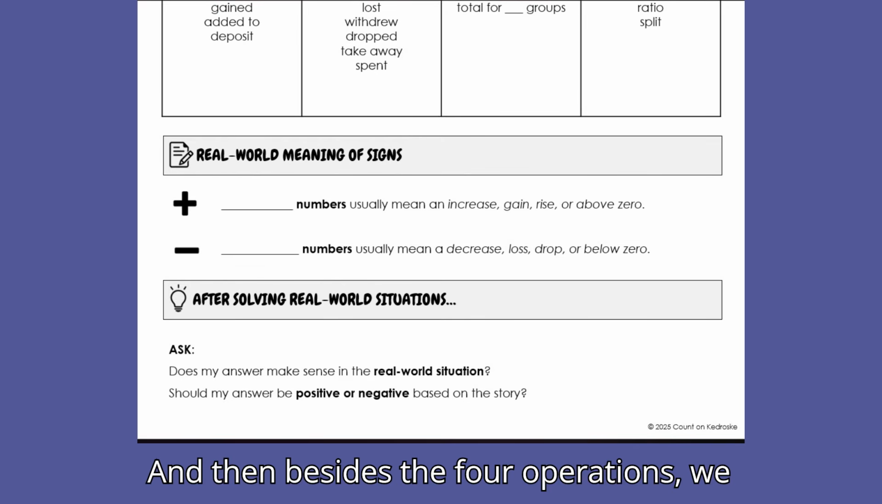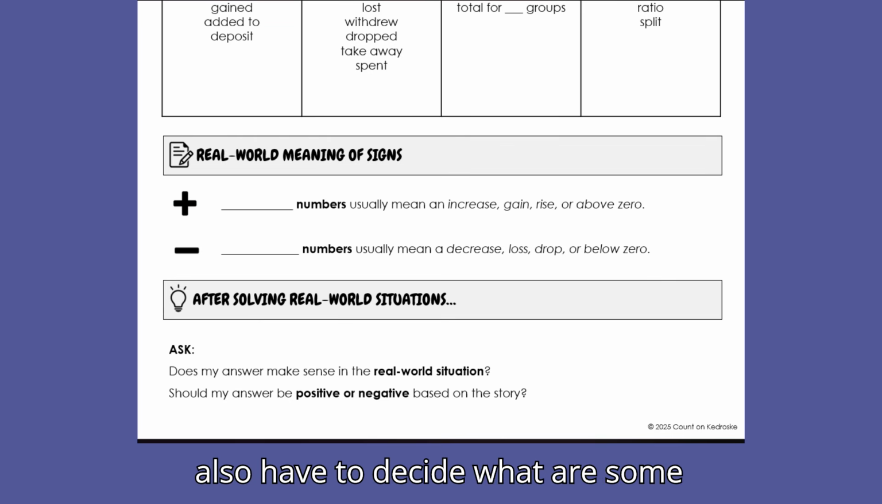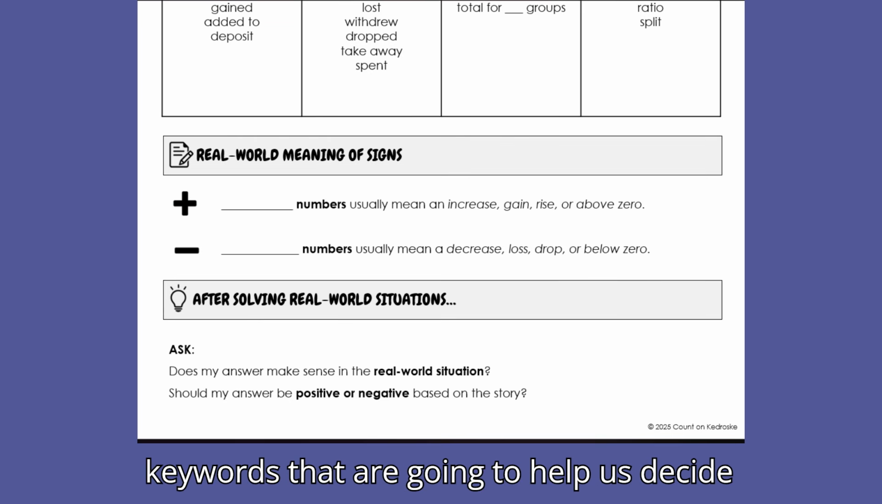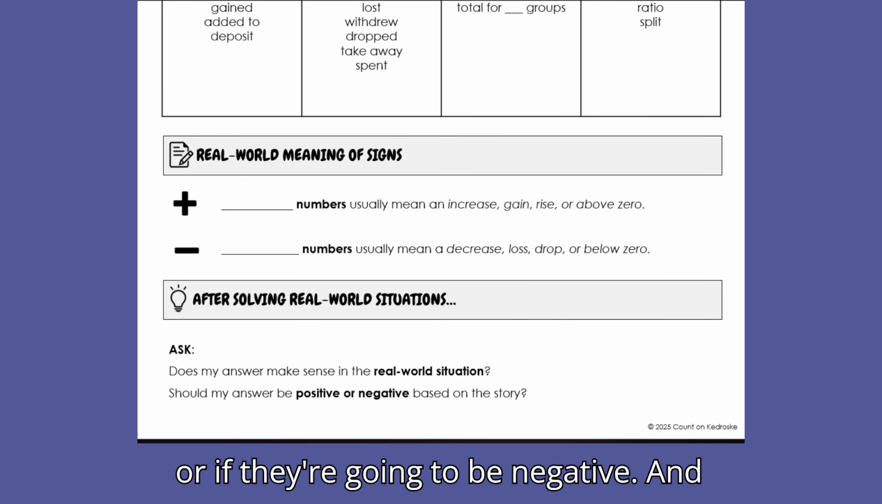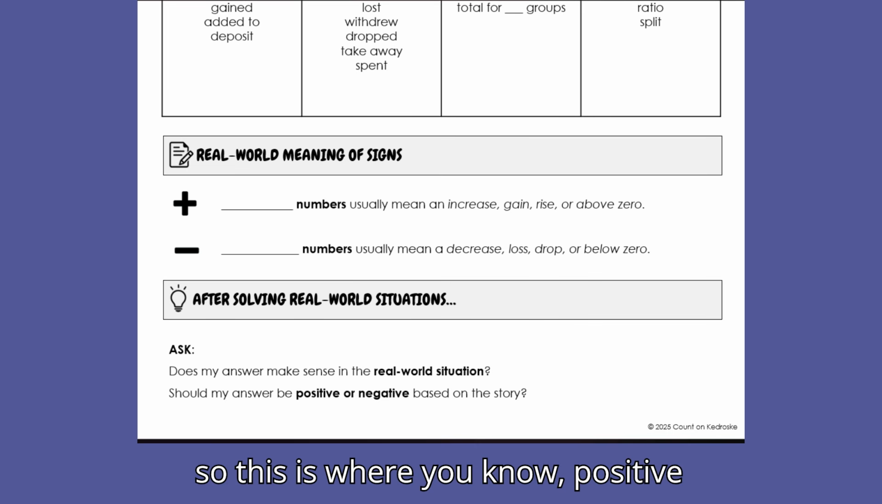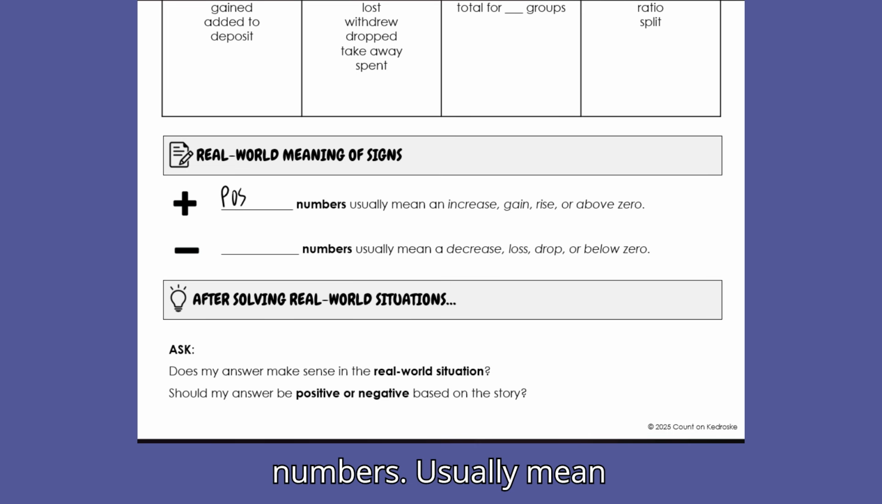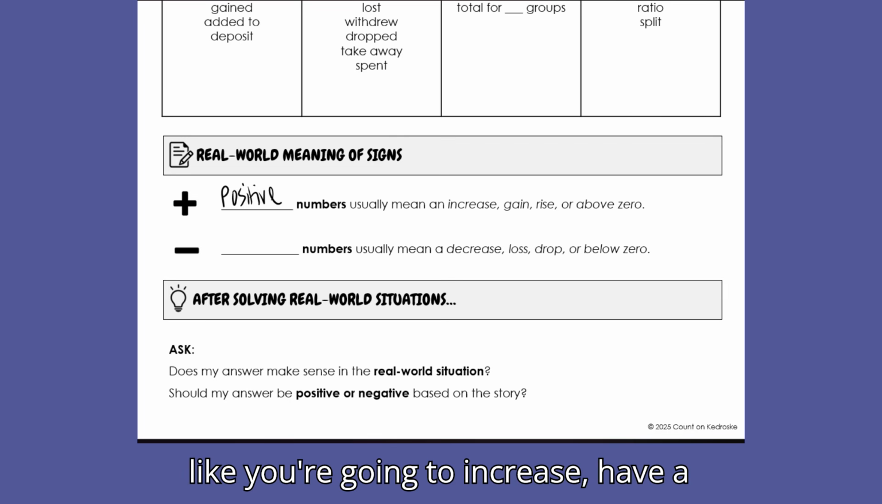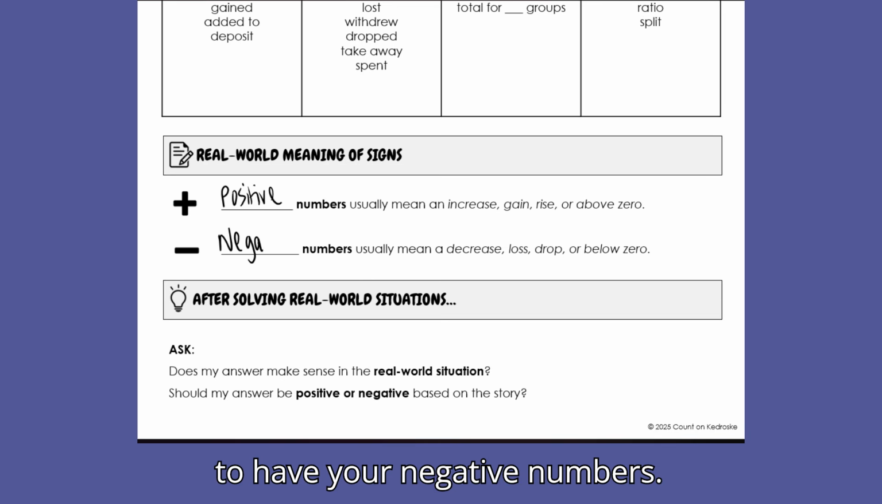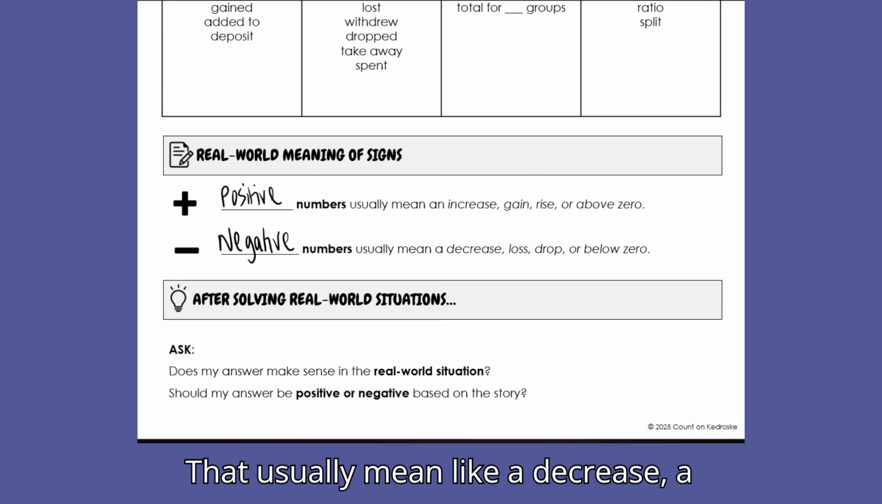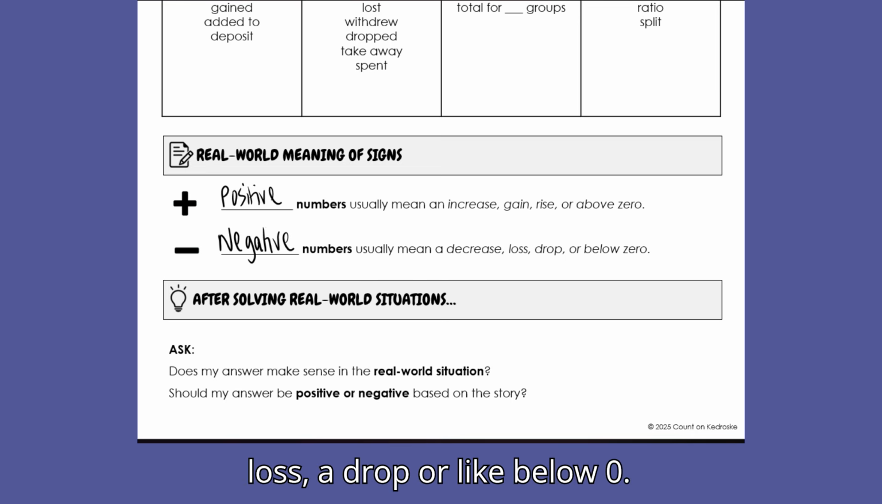And then besides the four operations, we also have to decide what are some keywords that are going to help us decide if our numbers are going to be positive or if they're going to be negative. And so this is where positive numbers usually mean you're going to increase, have a gain, above zero, and then you're going to have your negative numbers that usually mean a decrease, a loss, a drop, or below zero.